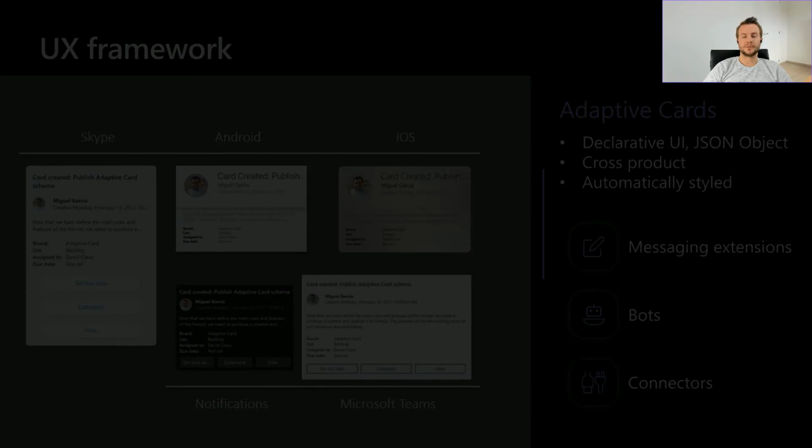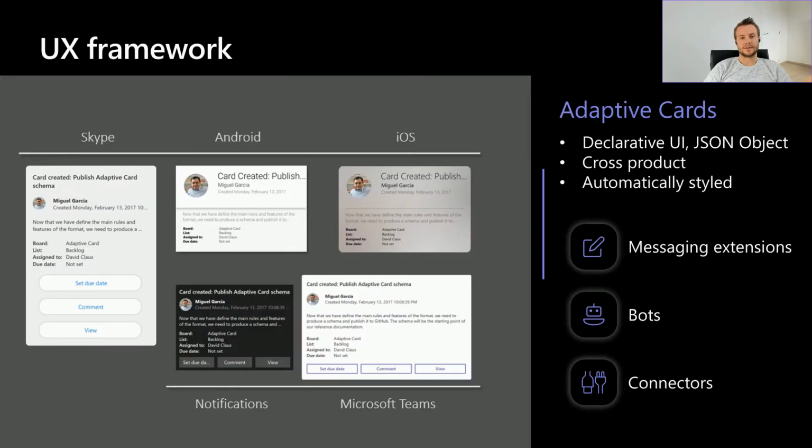The first one being adaptive cards. Adaptive cards is a declarative UI. It's a JSON object that declares what needs to be put on your user interface, but not how it's styled. In an adaptive card, you use a JSON object to describe labels and values, images and buttons, and the fact that they have to be on the card, like you see on the screenshot on the left.